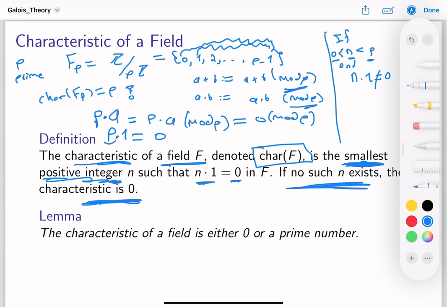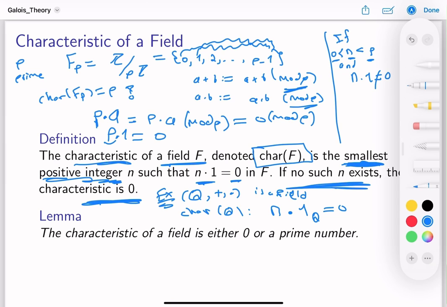Let me give you a quick example here. We're going to be seeing these, but let's give this example. We showed in the previous lecture that Q with the usual addition and multiplication forms a field. If I ask you now, what's the characteristic of Q? We want the smallest number n that satisfies the property that when we multiply it by the 1 of Q, we get 0. Well, there is no such number.